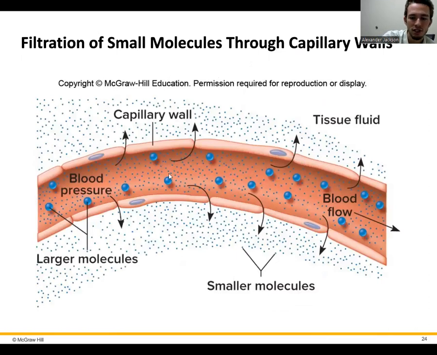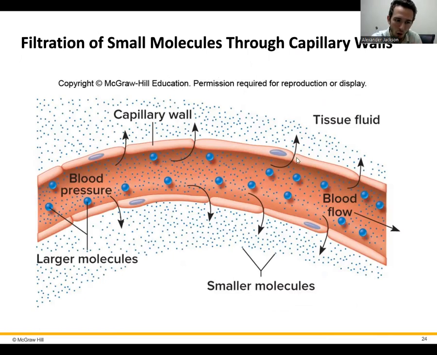So now these are some examples of filtration through the capillary walls. I'm talking about individual cell membranes like this little section here. So this is the outside of this cell here. But sometimes in your capillaries, this is where your blood vessels get really tiny and they start giving other cells oxygen, carbon dioxide, nutrients, that type of thing.